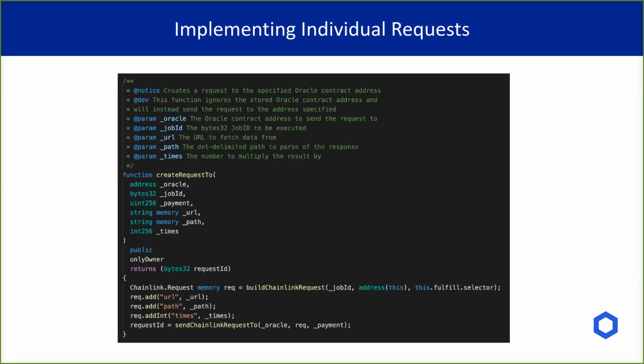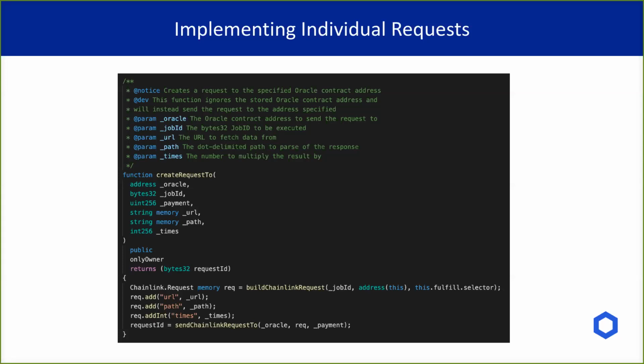So you can provide any URL. And in this case, we're assuming that we want to multiply the result that comes from that URL by a certain value. This basically just goes back to the fact that we can't have floating point numbers in Solidity. So we're going to multiply it out to be an integer and work with that in our contracts themselves.